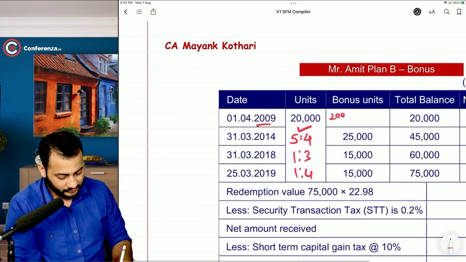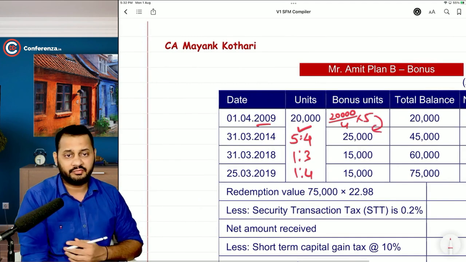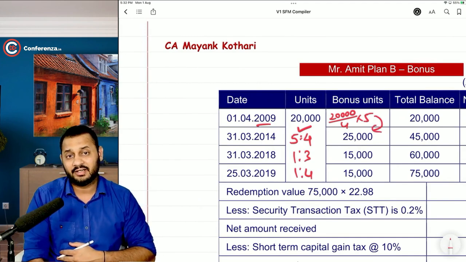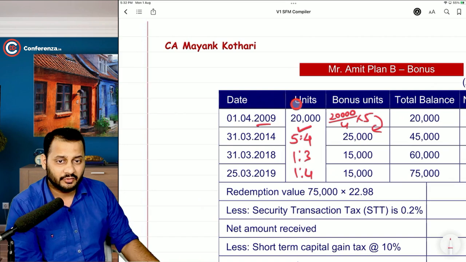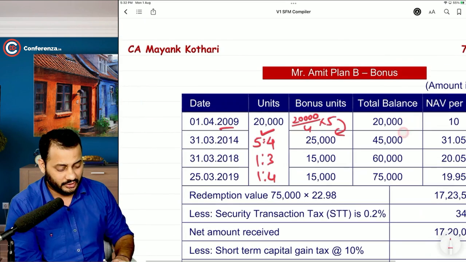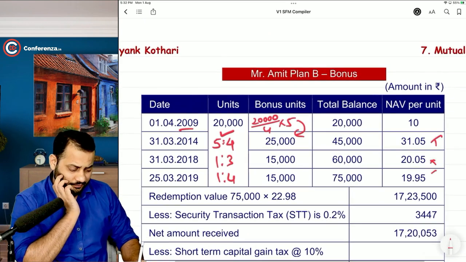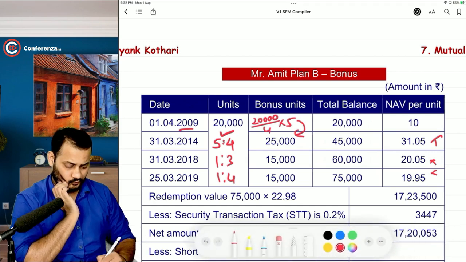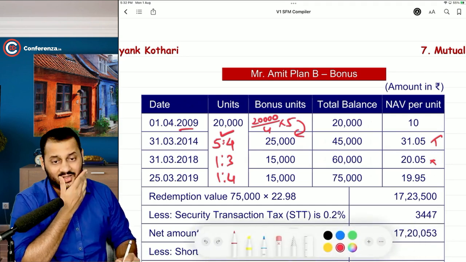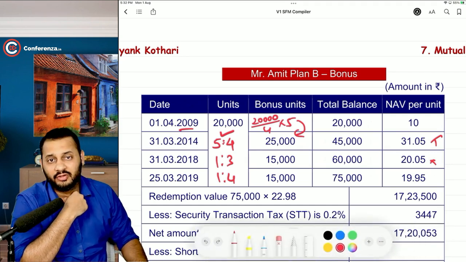Let me just do the calculation. It will give you 25,000 additional units, and from that date onwards you will have 20,000 of the original units and 25,000 bonus units. The total balance will be 45,000. We do not need this NAV. This is not required. Yeah, this is required only for the purpose of short term and long term capital gain.